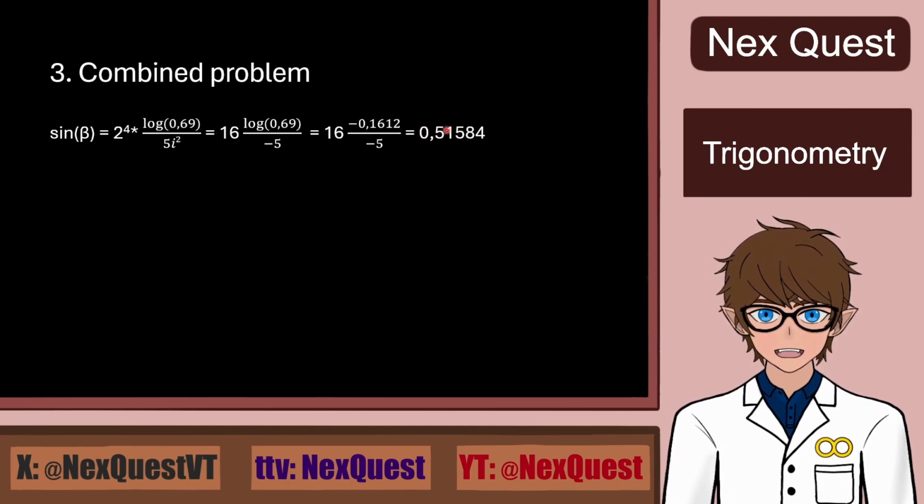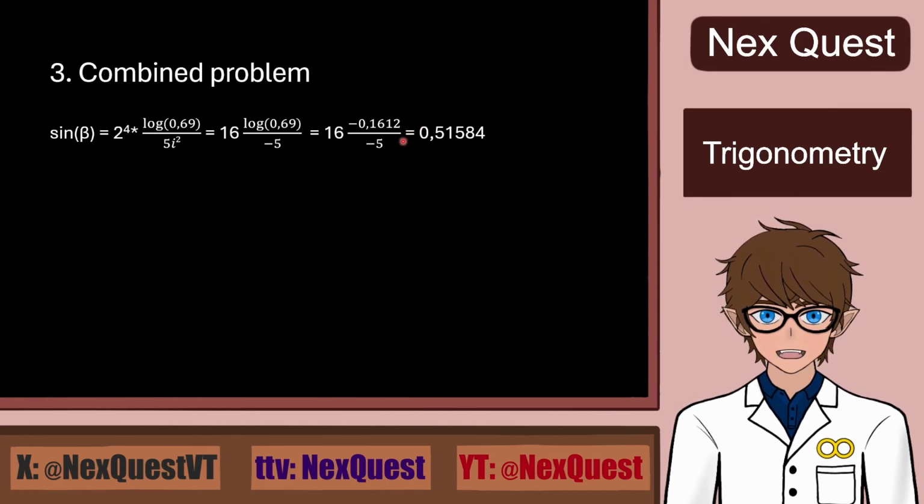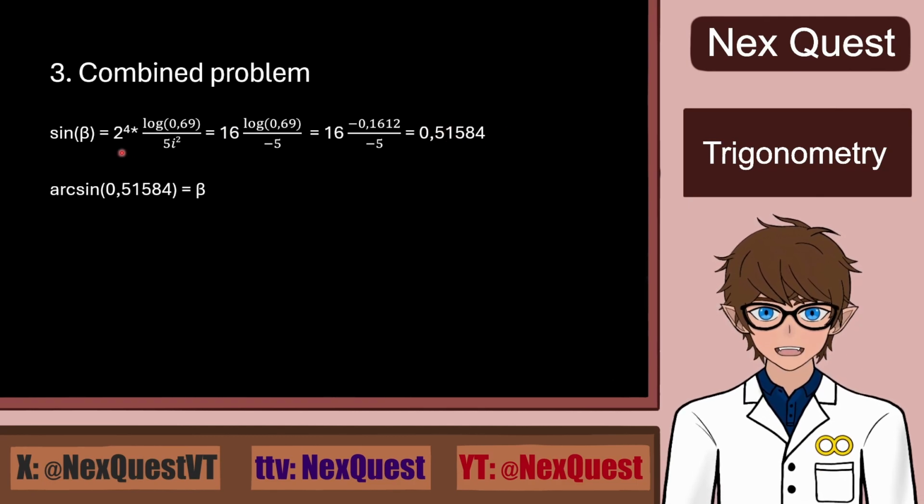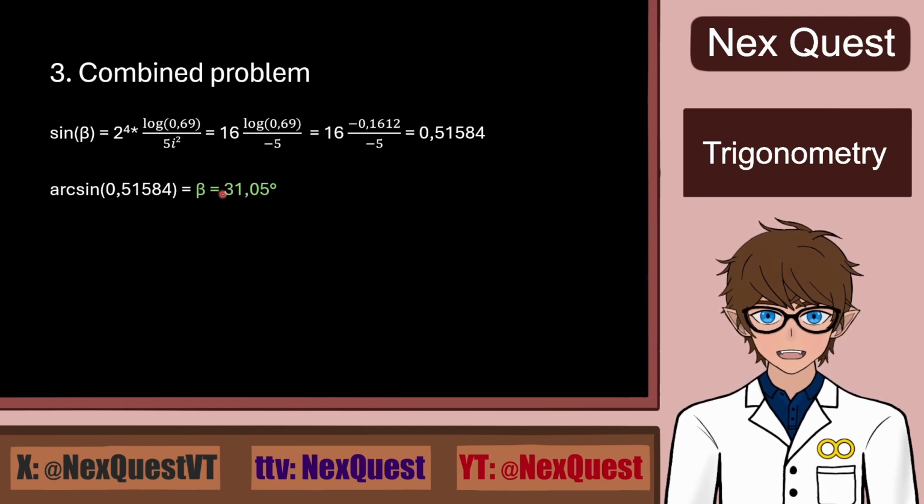So here, if you want the right answer, you're going to have to do this for yourself, because I'm not going to fact check myself on this one, as I said before. But yes, now we need to get the beta, so we will take the arcsine of our long-awaited number. So whichever one you have calculated, put it into arcsine, and we get our beta, which is 31.05 degrees.